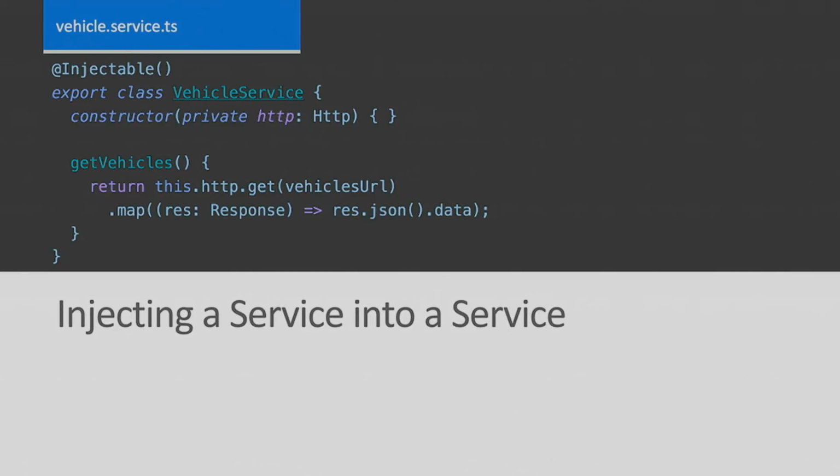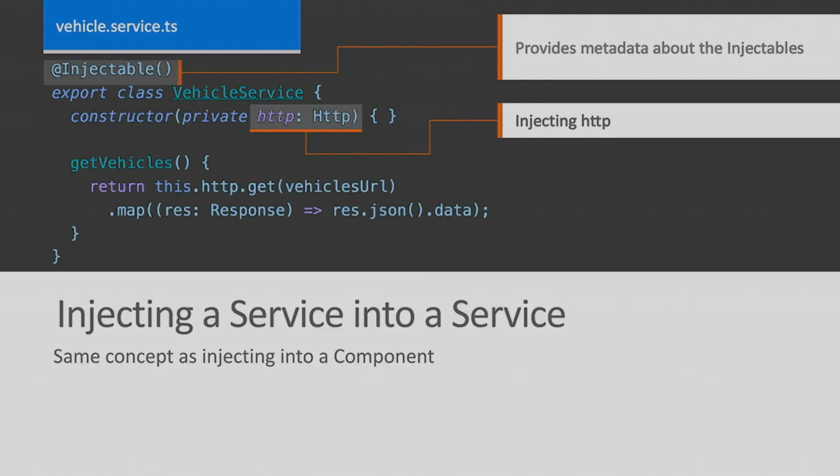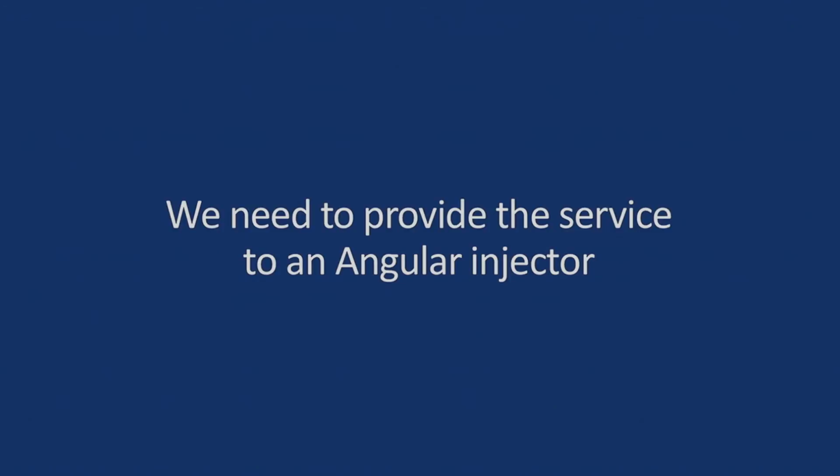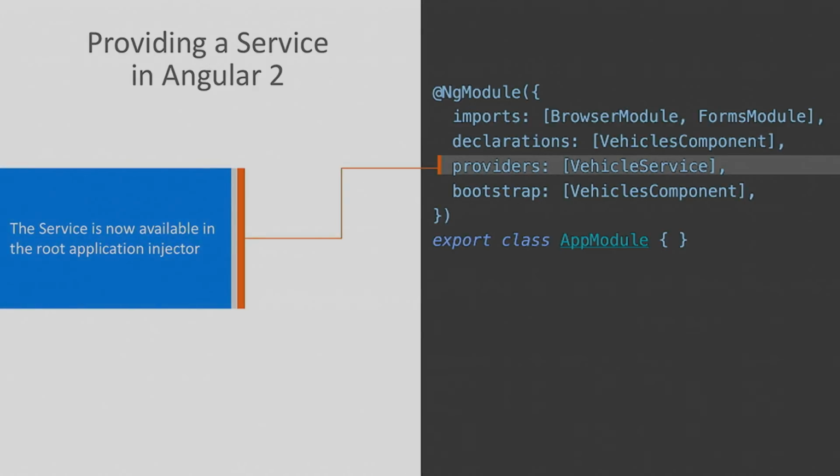And then our vehicle service can also inject things too. So we can have a vehicle service that injects HTTP or provides information about it. Now, the key here is you need to provide the service to the injector. You've got to tell it about it. That's why that provider statement was there earlier. So remember, we had providers inside of our ng module. Here, we're providing the vehicle service, so it's available to the root injector.